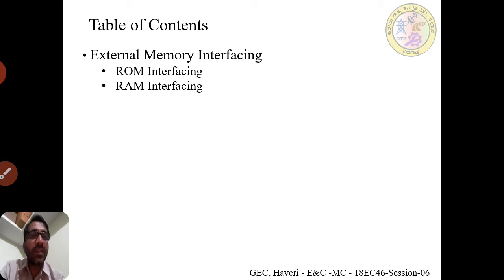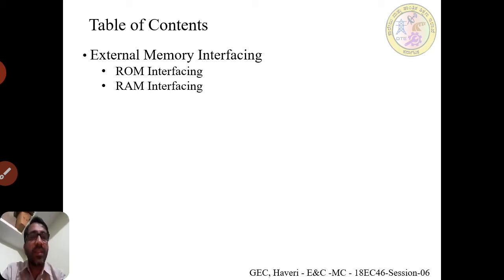Why it is required: in any real-time application there is a lot of data that needs to be processed, and because of that we must go for external memory interfacing.